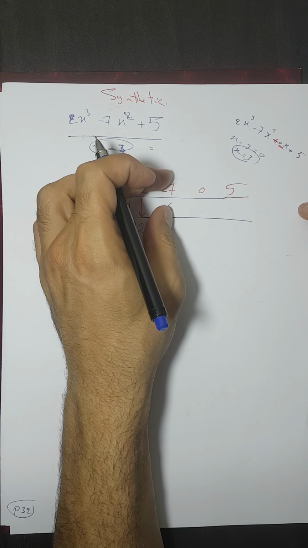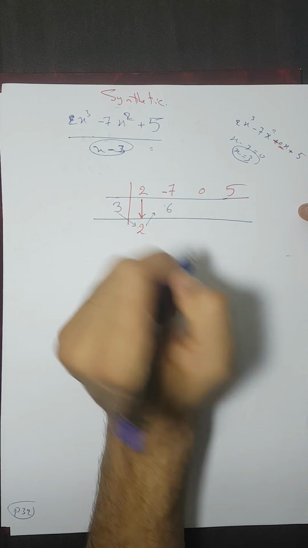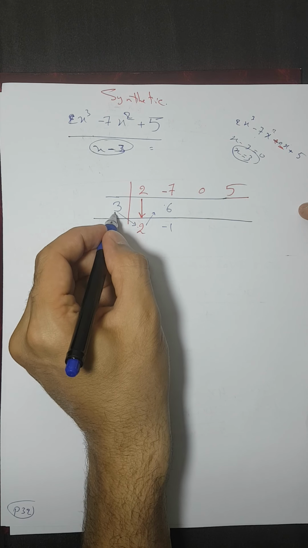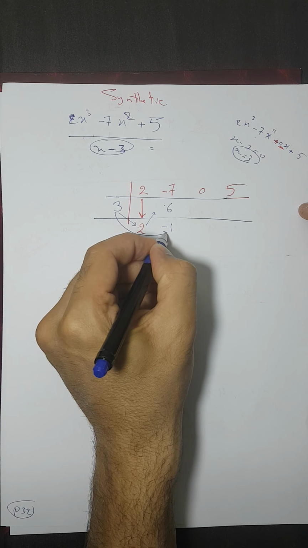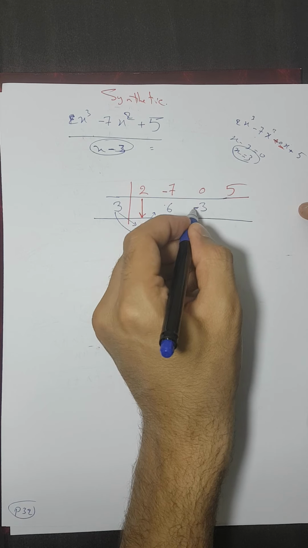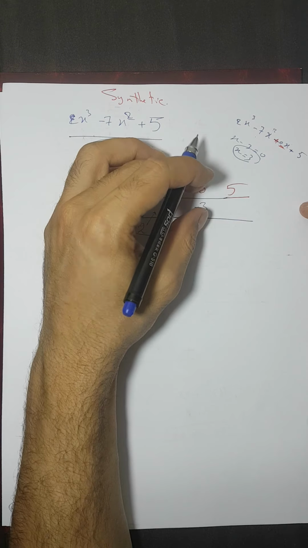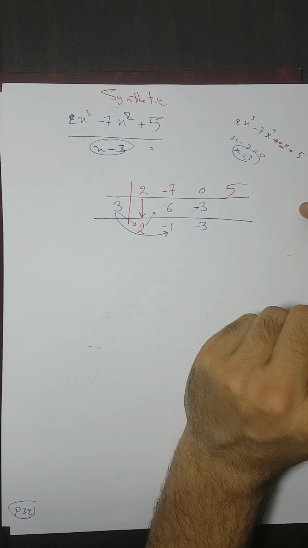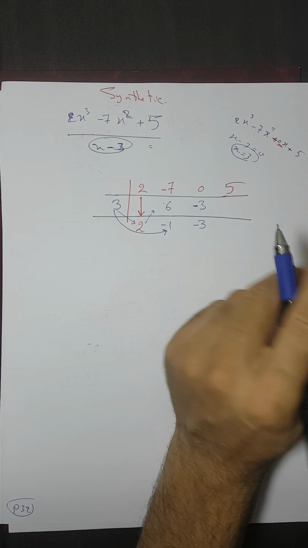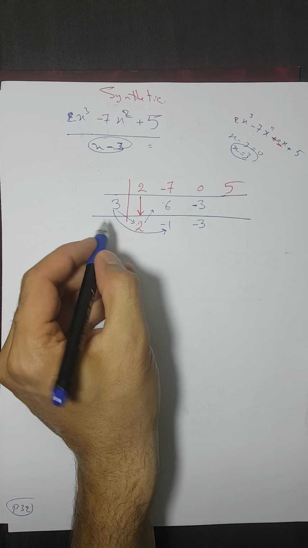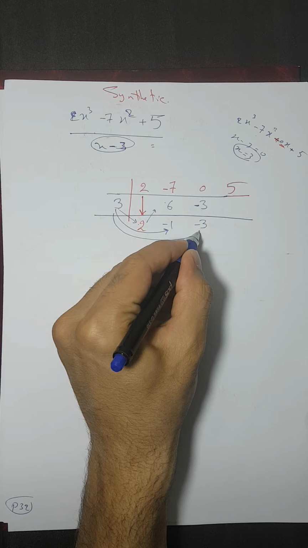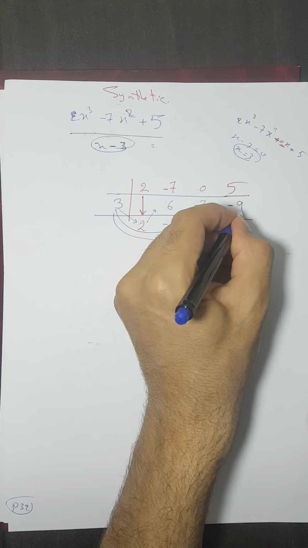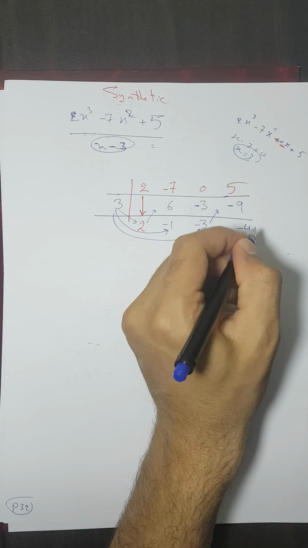Now add those two numbers. So minus 7 plus 6, I will get minus 1. Now again, multiply 3 by minus 1, I will get minus 3. Am I right? Yes. So 0 plus minus 3, I will get minus 3. Now again, multiply 3 by minus 3, and put it here. So I'll get minus 9. Now add them, you will get minus 4.